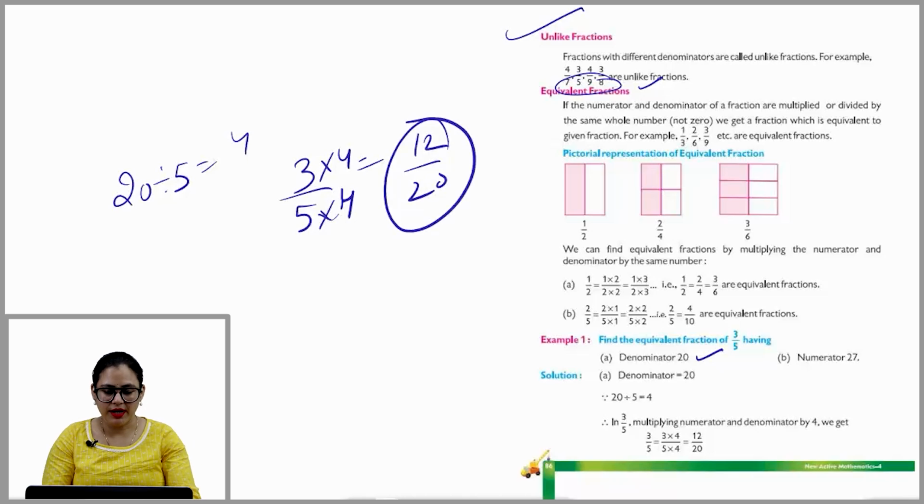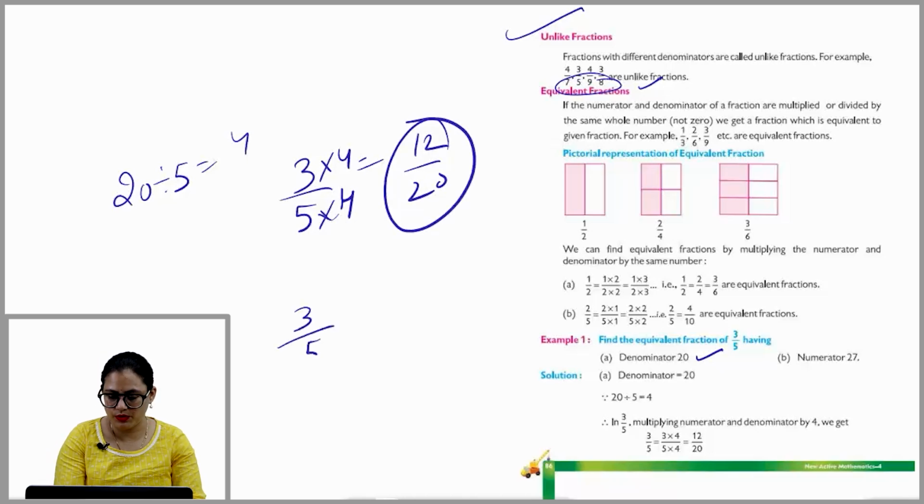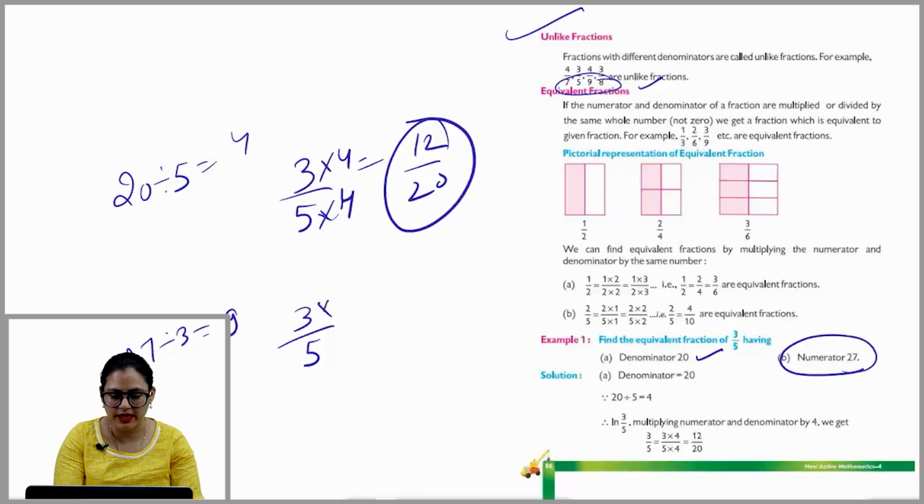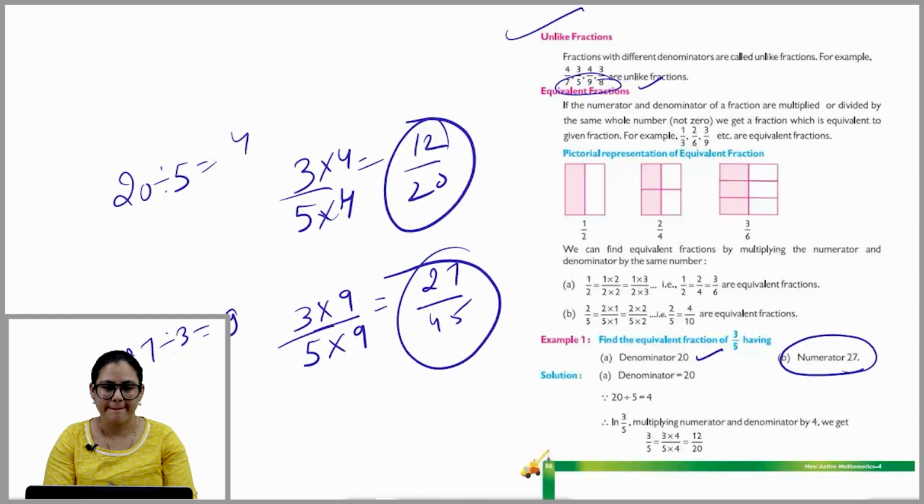And B part, numerator 27. So how can we make a 27? Divide 27 by 3, you get the answer, right? So multiply it by 9 and multiply 5 by 9. So you will get 27 by 45.